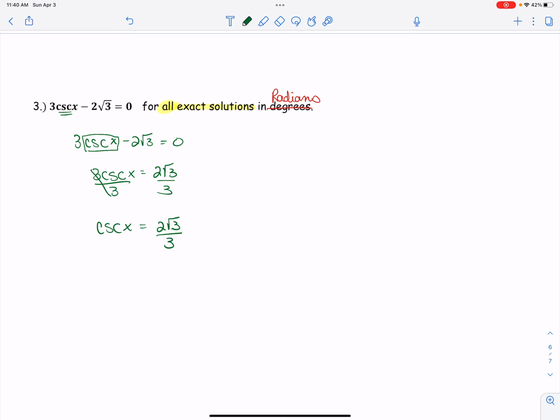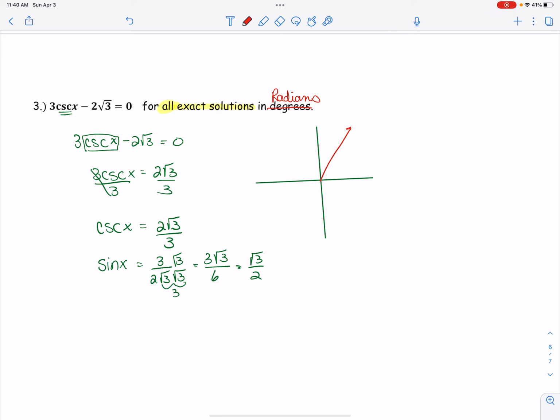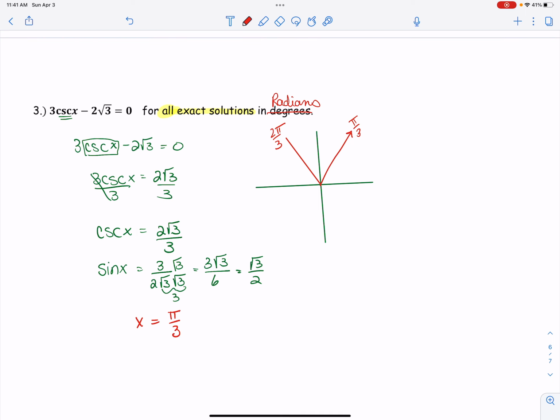Where in the world is that on the unit circle? Well, let's look at its reciprocal. It's going to be 3 over 2 root 3. So I'm looking for where does the sine equal that? And you may or may not recognize it because I would need to rationalize. I'd get 3 root 3 over 6. This is root 3 over 2. I'm looking for where does the sine equal root 3 over 2? Well, sine is going to equal positive root 3 over 2 in quadrant 1, and in quadrant 2, up here at pi over 3, and up here at 2 pi over 3 in radians. If you left it in degrees, it would be 60 and 120. So my two solutions for x are pi over 3 plus all coterminal angles, so 2 pi n. And then the other possible solution would be 2 pi over 3 plus 2 pi n.